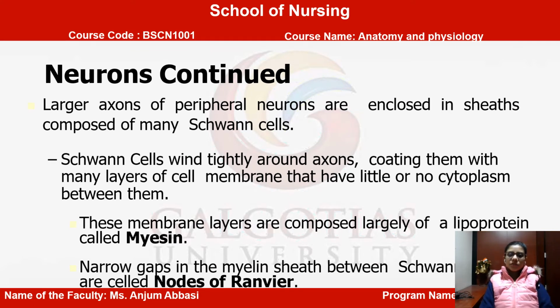We can see larger axons of peripheral neurons are enclosed in a sheath composed of many Schwann cells. Schwann cells wind tightly around axons, coating them with many layers of cell membrane that have little or no cytoplasm between them. These membrane layers are composed of a large lipoprotein known as myelin. The narrow gap in the myelin sheath between Schwann cells is called the nodes of Ranvier. If you see the diagram of a neuron, there is an axon with a covering of myelin sheath, and there will be a gap between them. That particular gap is known as the nodes of Ranvier.